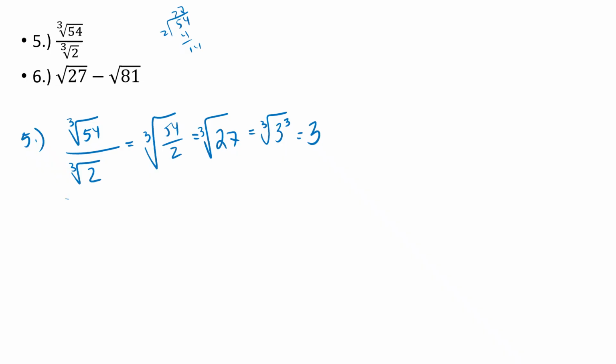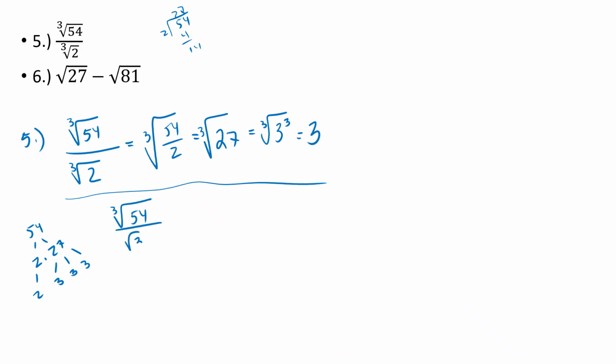If you opt to do the simplification first, this is what it ends up looking like. You would have to break down the 54. Now, we just did that into 2 times 27, and 27 factors into 3 times 3 times 3. So you end up with the cube root of, copy that over. That, however, is not what the problem was. So let's try that again. You end up with the cube root of 2 times 3 times 3 times 3 over the cube root of 2.